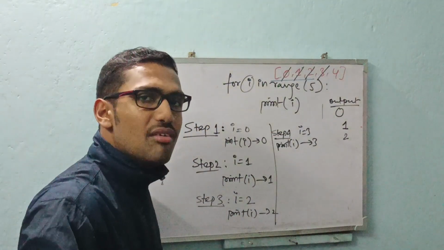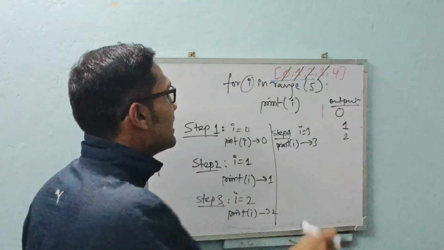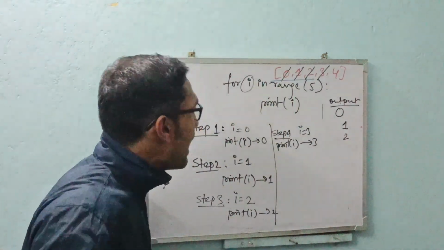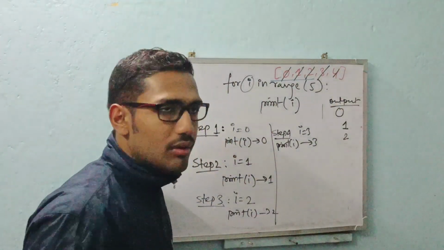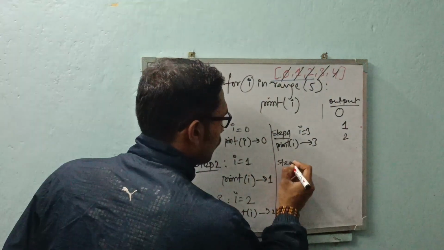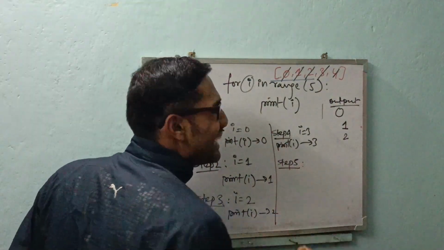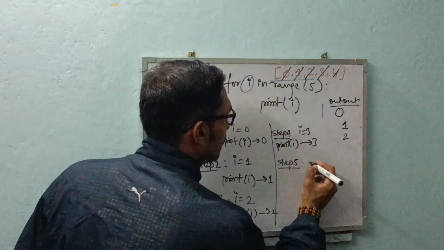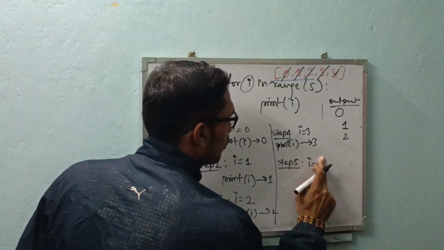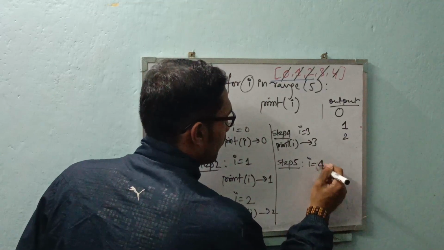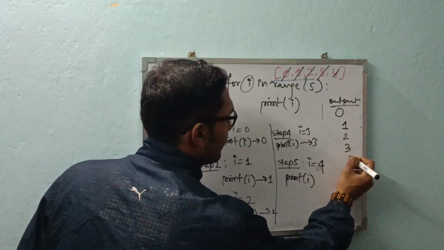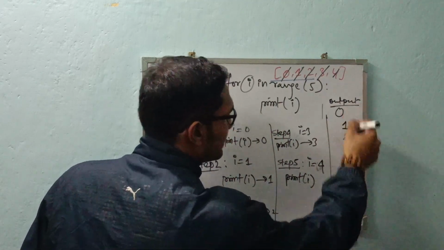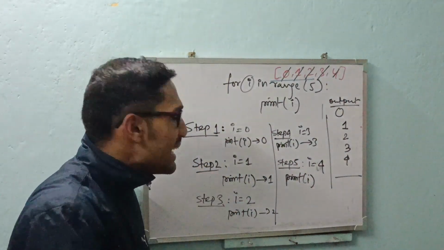Done. Now again we see, is there any element within this list of numbers? Yes, we do have an element, and that element is 4. So it will pick up 4, which leads to the execution of step 5, or iteration 5, whatever you want to call it. So I equals 4, and again it will print I. So 3, and after that 4. This is the output, and this is the execution.